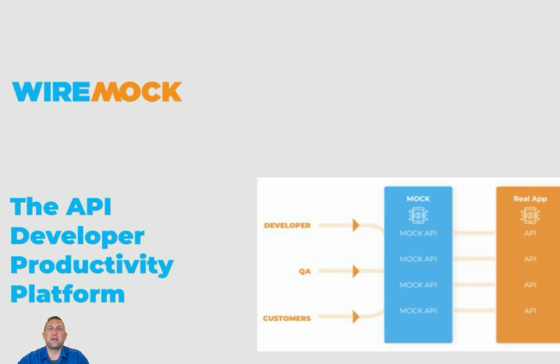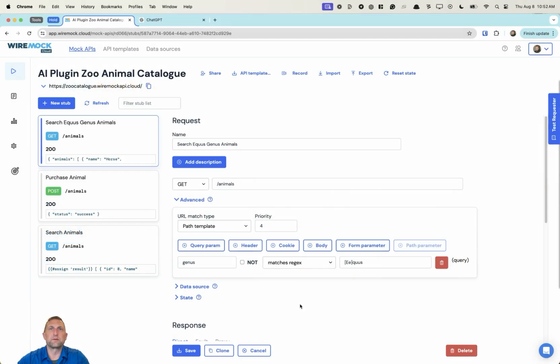Today, I will demonstrate how you can do this with WireMock Cloud. We'll start in WireMock Cloud with a rapidly prototyped mock API. This API that ChatGPT will interact with supports 3 different calls currently: a search for all animals, a search for animals that are equal to a specific genus, and a post to purchase the animals.